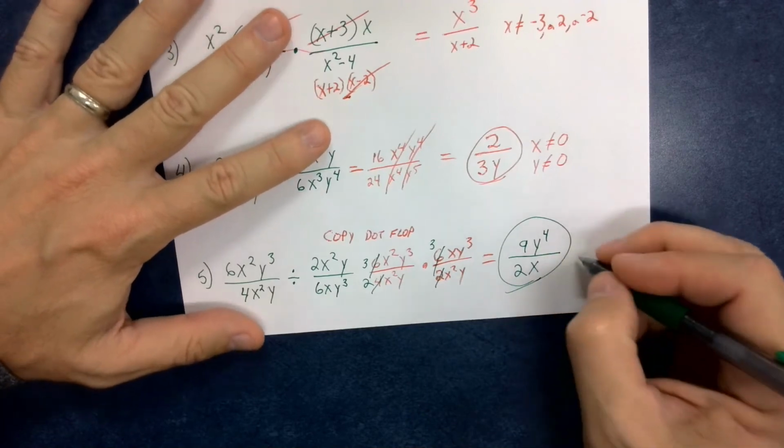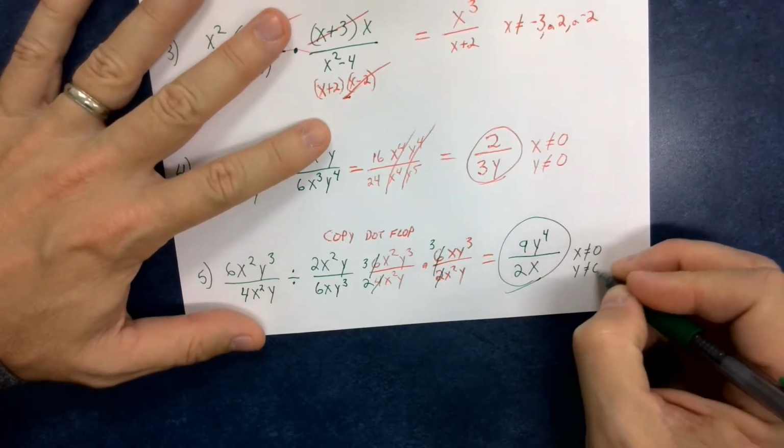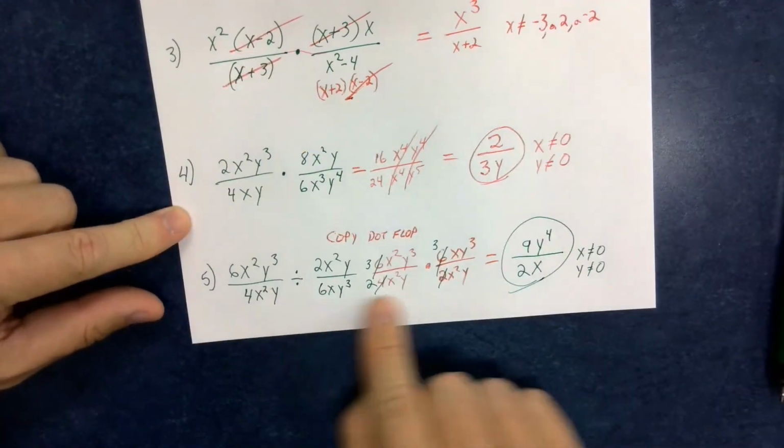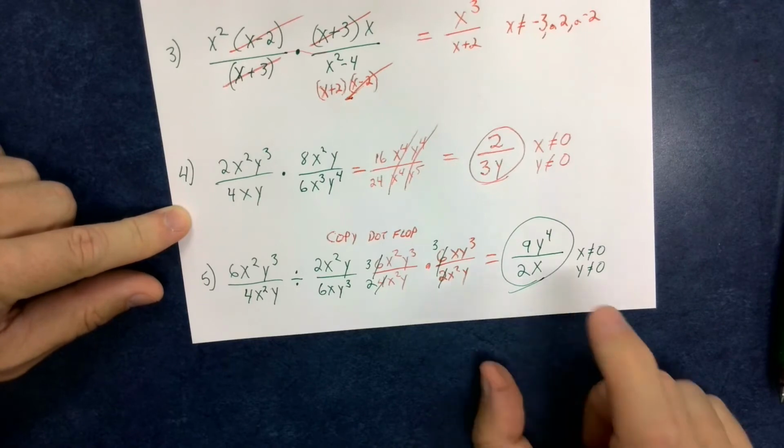There we go. Where again x can equal 0 and y can equal 0, because that would give us division by 0 in the denominator, which is impossible.